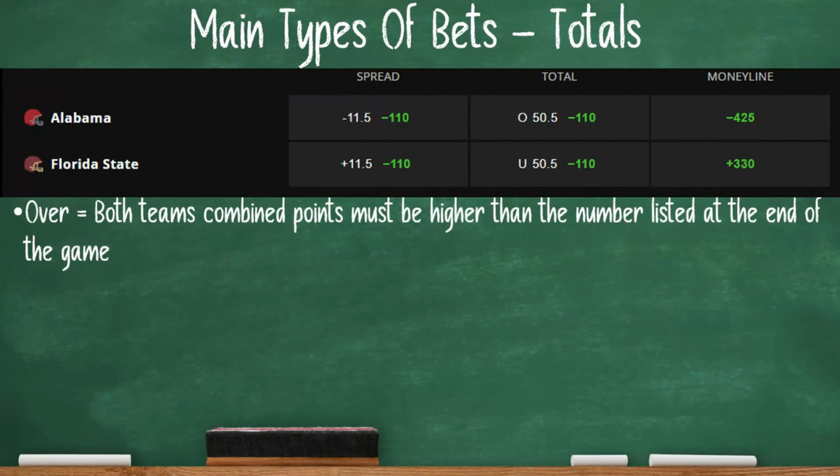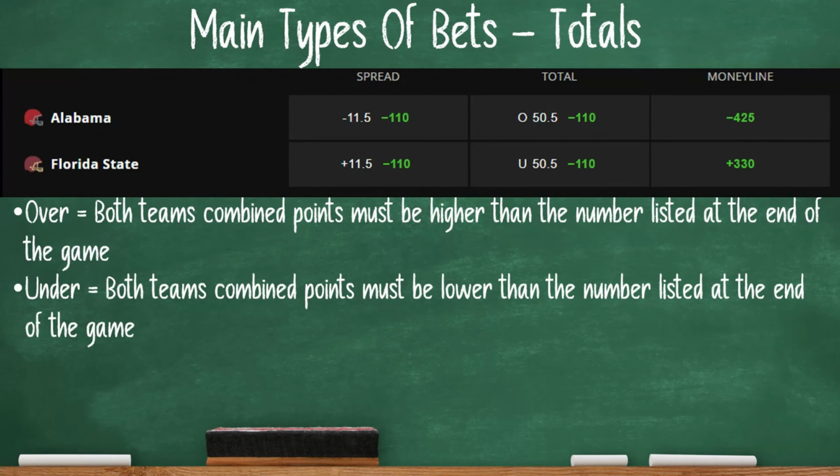Okay. Moving on to totals. Again, very, very simple, like the name suggests. So you see the O and the U. O stands for over. And so what that means is both teams' combined points must be higher than the number listed at the end of the game if you're taking the over for that bet to win. So again, looking at Alabama and Florida State, if that game ended in, let's say, a 42 to 14 beatdown, that's 56 combined points, the over would have hit. And then the under is the exact opposite. Both teams' combined points must be lower than the number listed for that bet to hit.